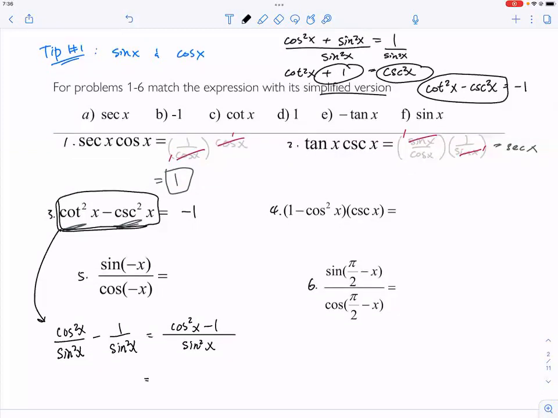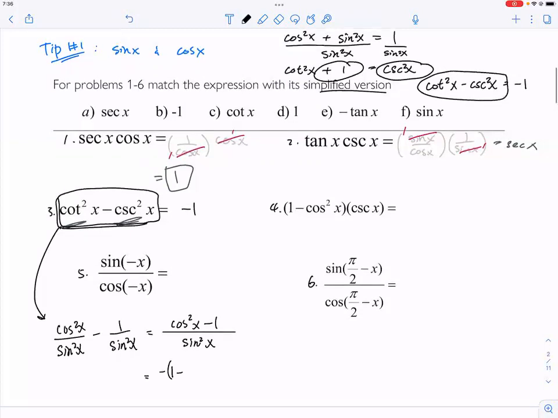So you want to factor out the negative. So you have negative of 1 minus cosine square x, and that is equal to negative of sine square x. So it's still related to the Pythagorean identity. You just have to reshuffle things a little bit so you can get what you want, and then they cancel each other out. So you still get -1 as the answer. No big deal.